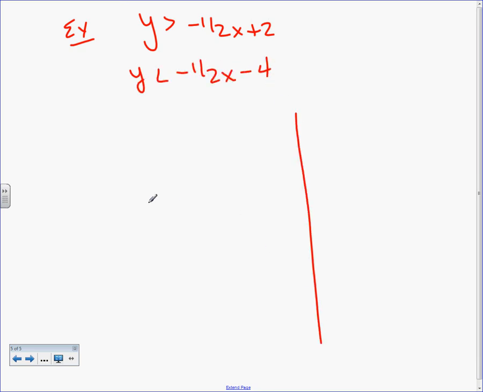So, just call this extra example, I guess. We're going to graph y is greater than -1/2 x plus 2, and y is less than -1/2 x minus 4. This is like a 2-second example. Okay, so where do I start on the top one? Up 2 on the y-axis, and then down 1, right 2, thank you, or up 1, left 2.